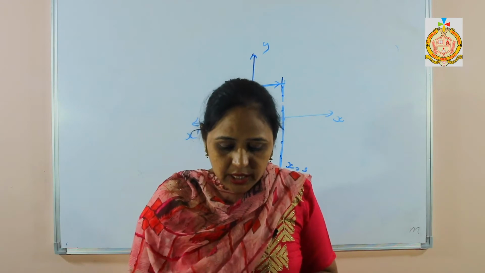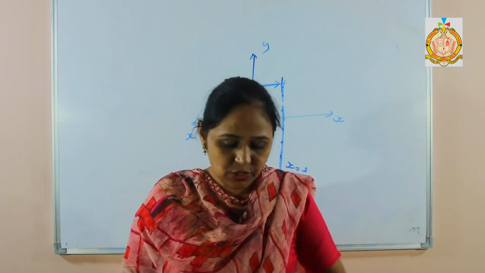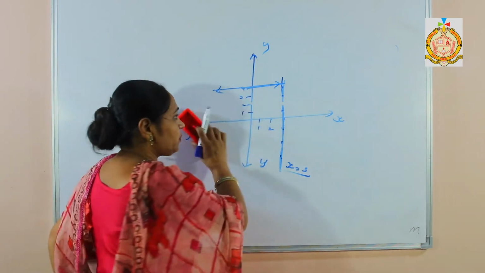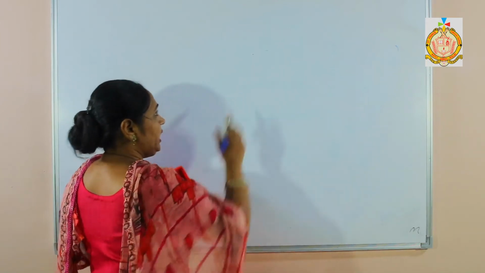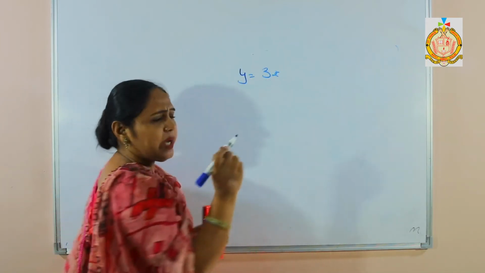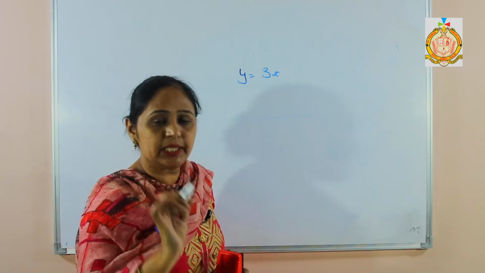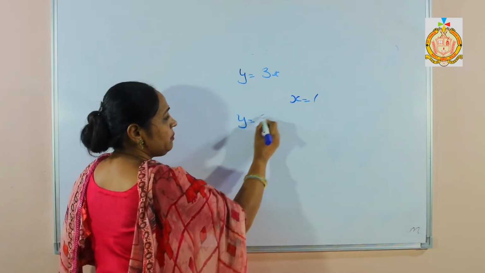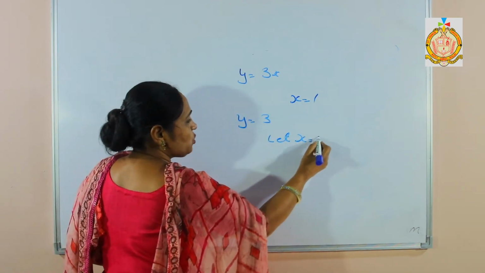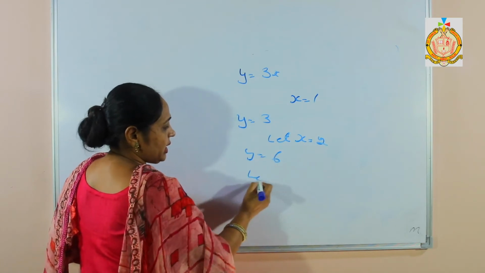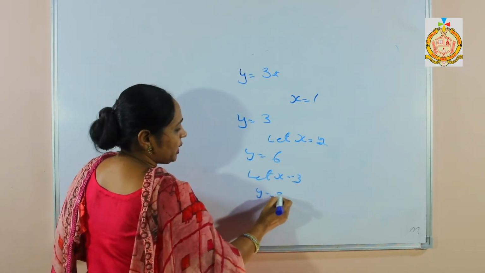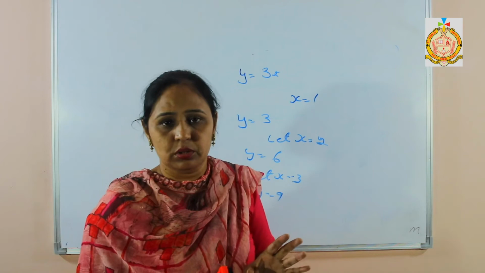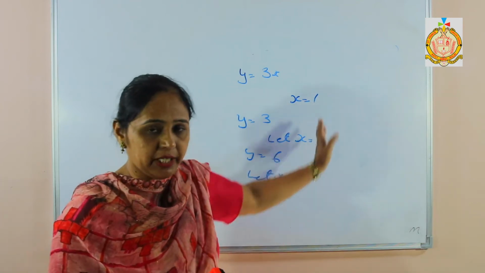Now in the next sums, I have to draw the graph. See students, in this sum, y equals 3x and I want to draw a line. Now what to do? You can assume any 3 values for x. I will take x equals 1, then y becomes 3. Let x equal 2, y becomes 6. Let x equal 3, then y becomes 9. That means I have to take only 3 values for x or y. It's up to you. Any value you can take. Then I will find the other 3 values.